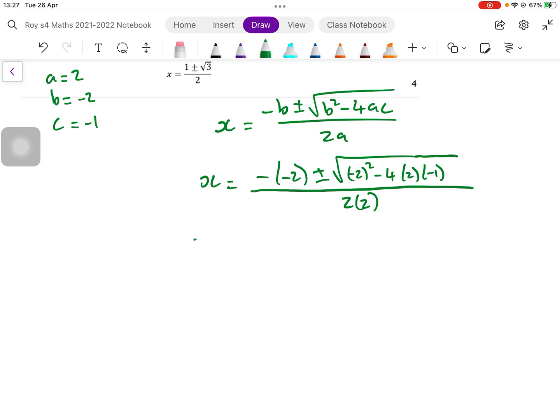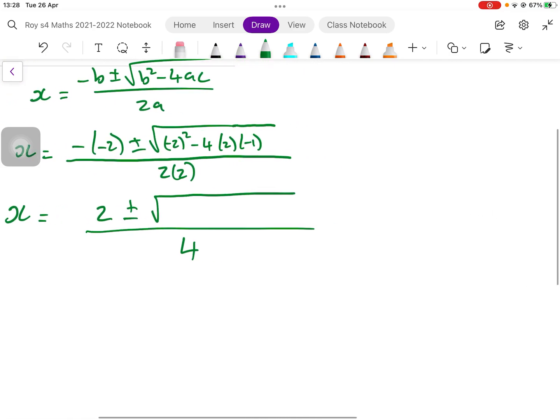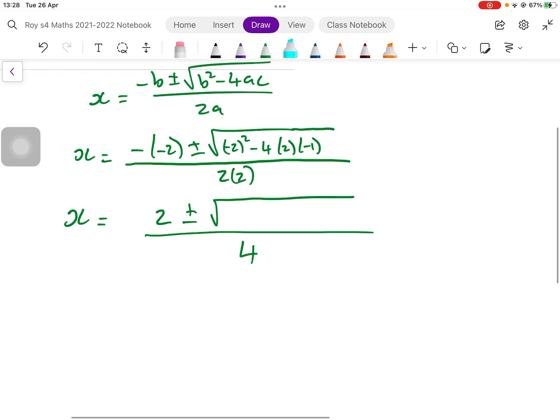Now, in our next line, we're going to start to evaluate it and work it out. Negative 2 at the beginning is just positive 2. So plus or minus, and then I've got the square root, and then 2 times 2 on the bottom is 4. Now, I've deliberately left this bit under the square root sign because we know that this bit is the discriminant.